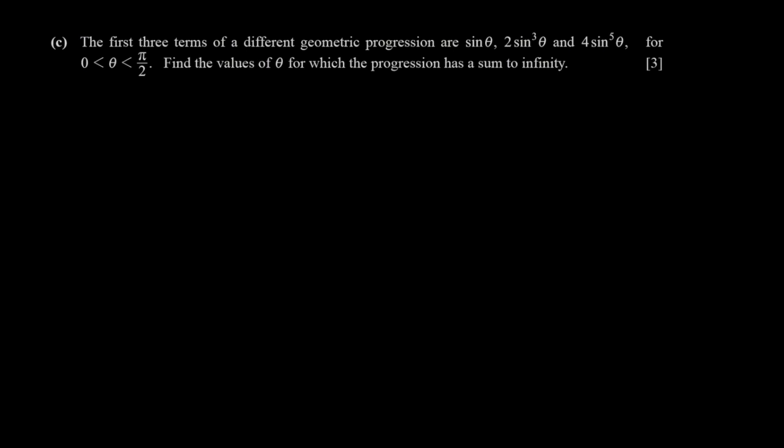We've got the first three terms of a different geometric progression are sine theta, 2 sine cubed theta, and 4 sine to the power 5 theta, for theta between 0 and pi by 2. We want to find the values of theta for which the progression has a sum to infinity.